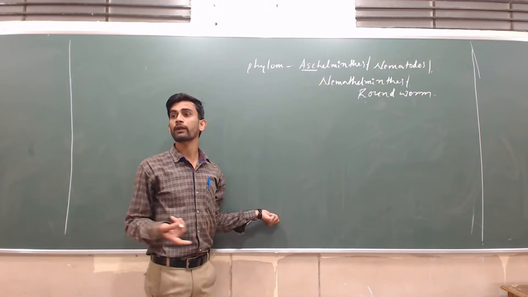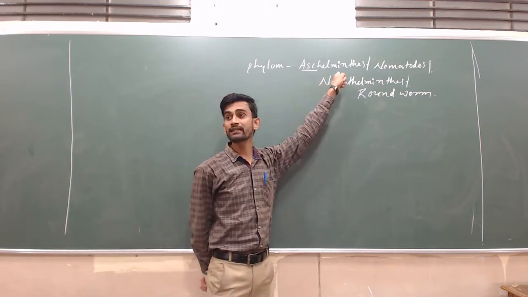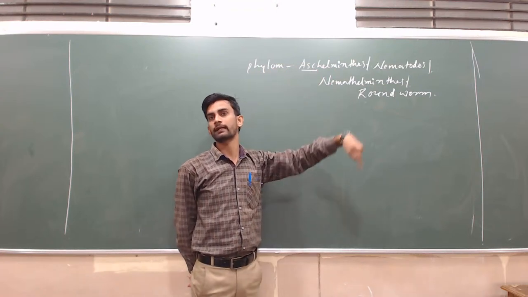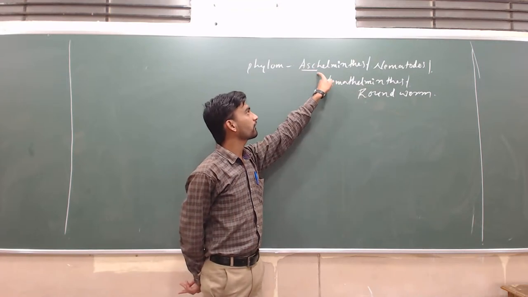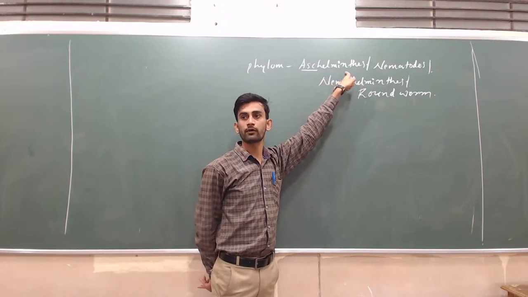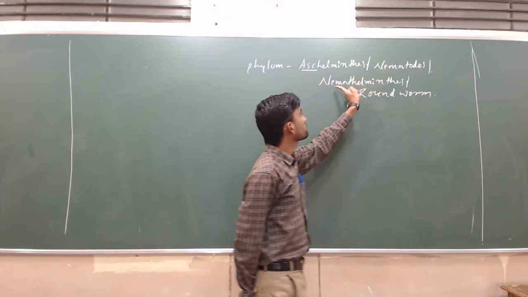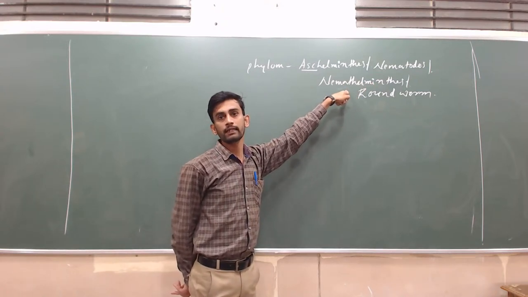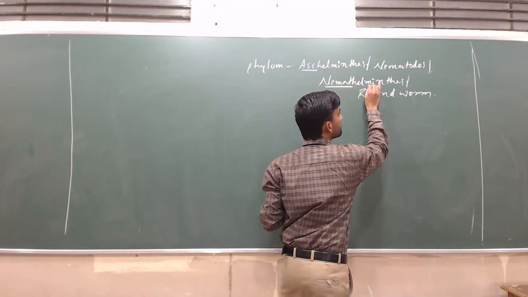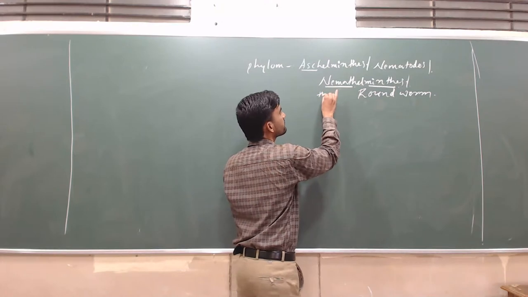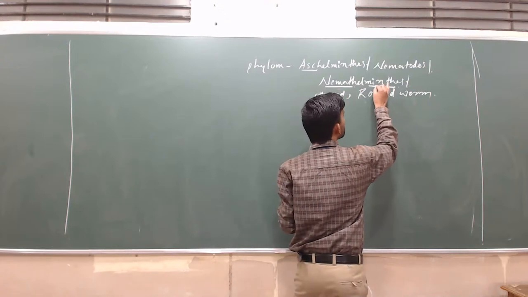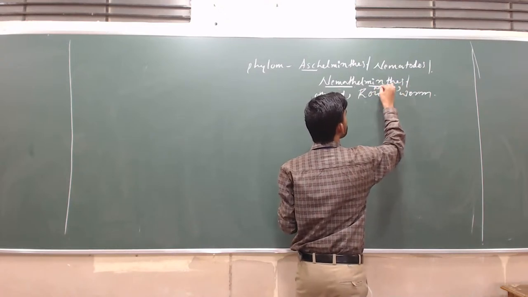Ascos means rounded in appearance. Helmin means worm. We have already studied in Platyhelminthes, no? Platy means flat, helmin means worm. Like I told you, here also you can split: ascos means round, helminths means worms. So for nematodes, you can split nemathi then helminths. Nemathi means thread-like. This will look like a thread, and helminth means worms.